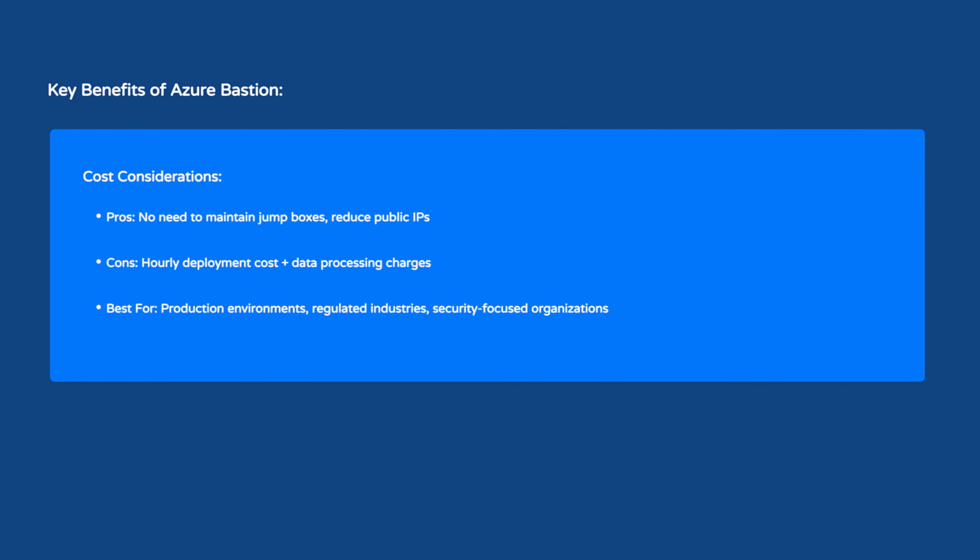And the cost consideration. Pros: no need to maintain jump boxes, and fewer public IPs. And cons: hourly deployment cost plus data processing charges. Best for production environments, regulated industries, and security-focused organizations.